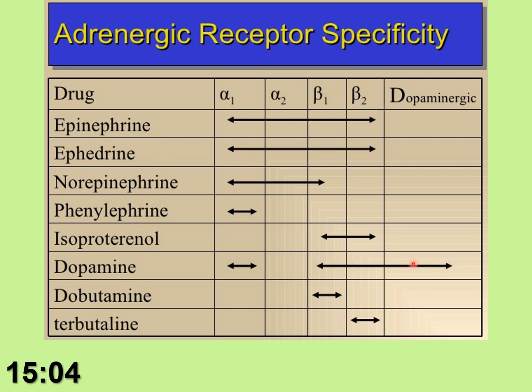Dopamine, on the other hand, can not only interact with the dopamine receptors, it can affect beta receptors and even an alpha, so it's relatively non-selective, even though we've named a receptor after dopamine. And so forth. So you can see varying degrees of selectivity. Dobutamine and terbutaline are relatively selective for beta 1s and beta 2s respectively.